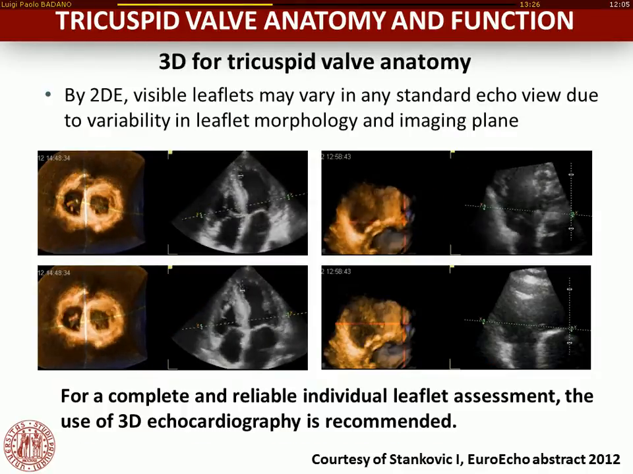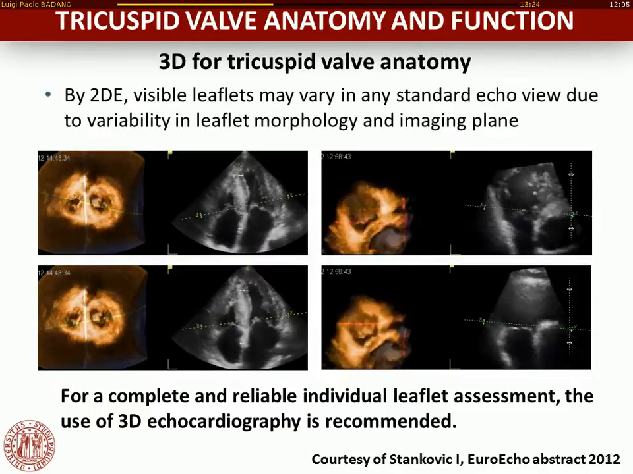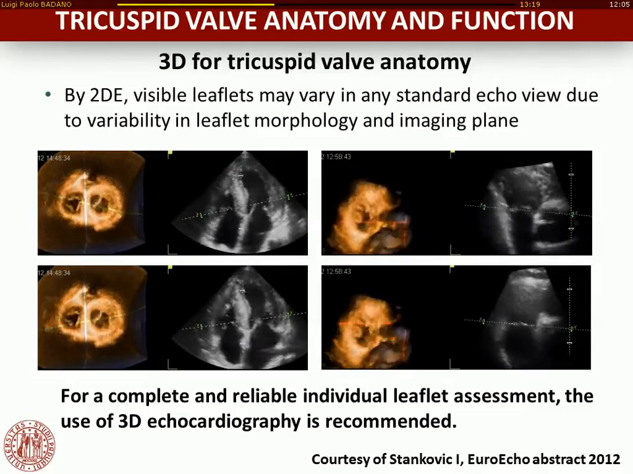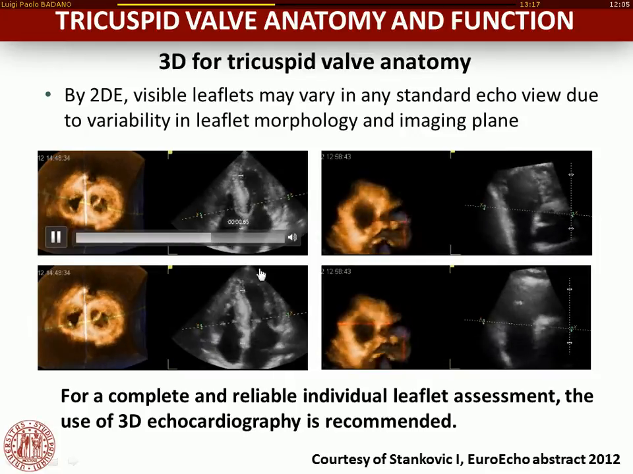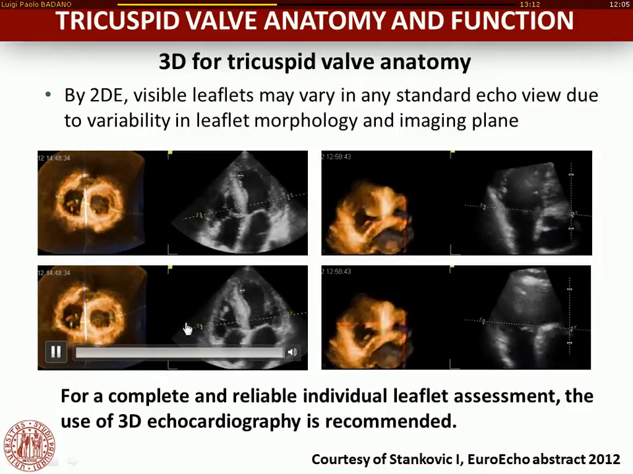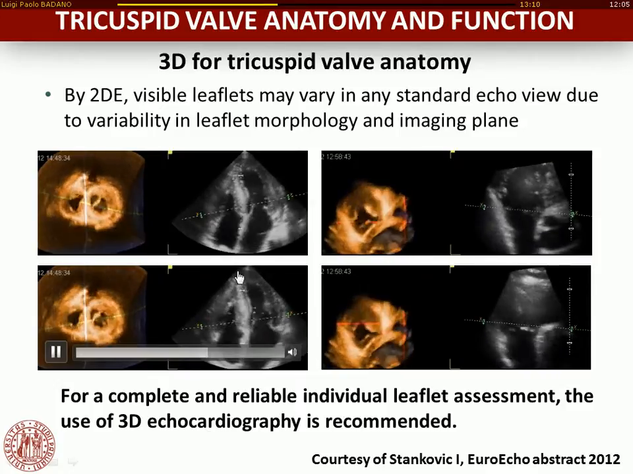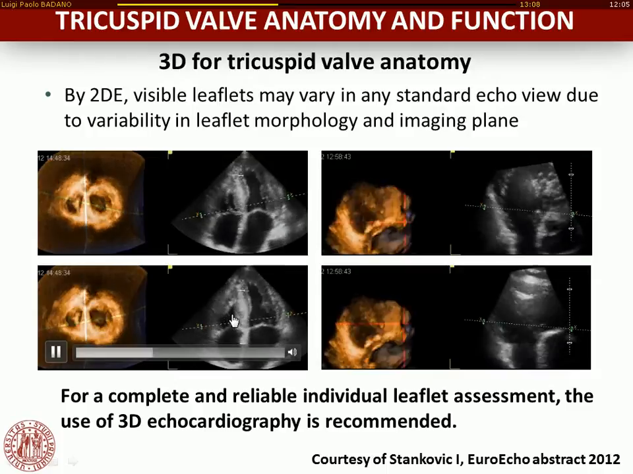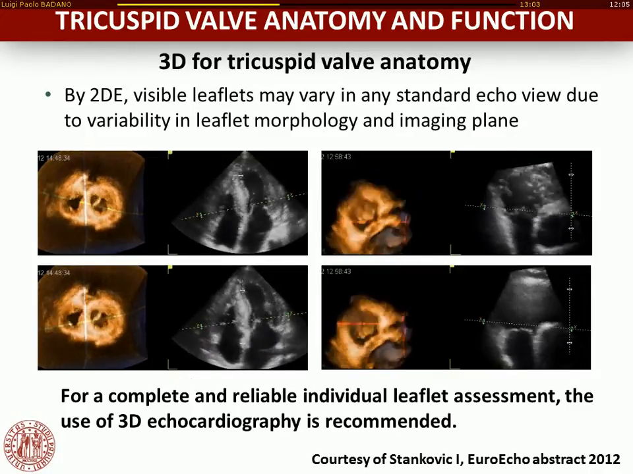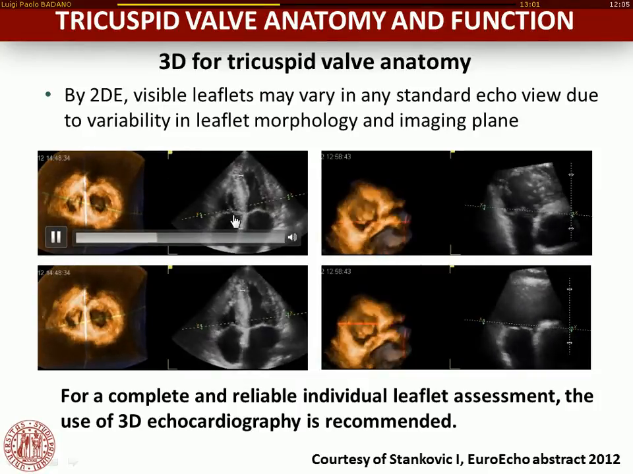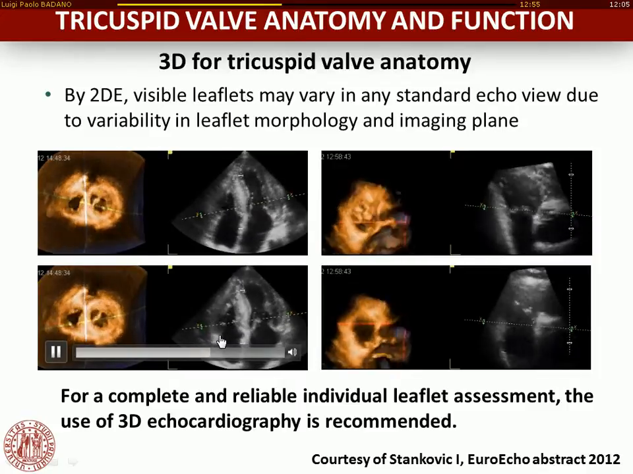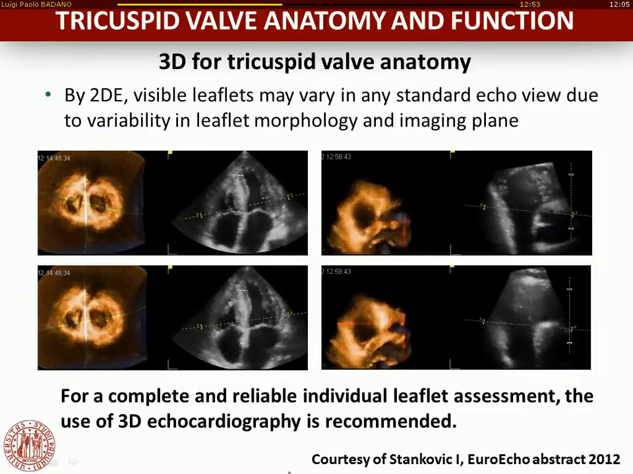And it was documented by these elegant demonstrations by Ivan Stankovic from Belgrade that presented last year at EuroEcho. Look at these 4-chamber views. They are obtained from 3D data sets. And there is no major difference between the two. Difficult if you look at them separately to say, okay, this is not a good 4-chamber view. But in this one, the 2 leaflets are the septal and the anterior, and in this one, this is the septal and the posterior. So difficult with conventional echo to look.